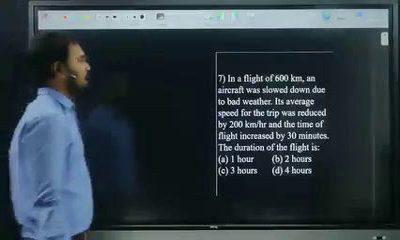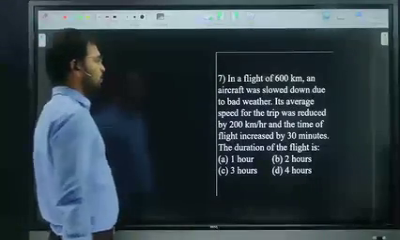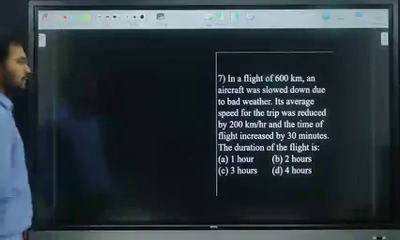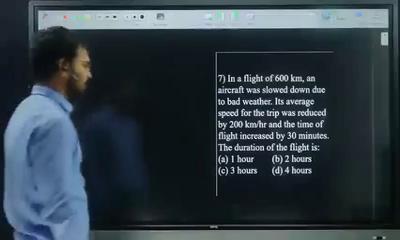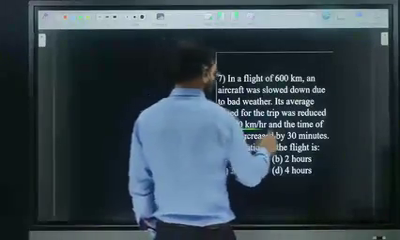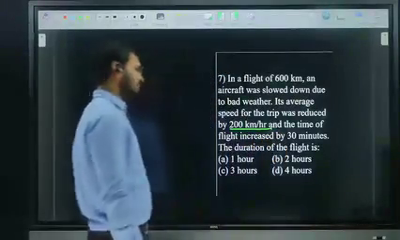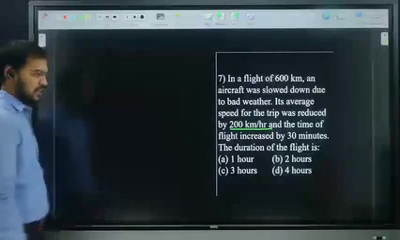In a flight of 600 kilometers, an aircraft was slowed down due to bad weather. Its average speed of the trip was reduced by 200 km per hour, and the time of the flight increased by 30 minutes. The duration of the flight is dash.